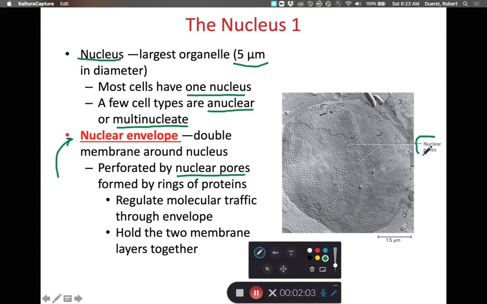Here we can see an electron micrograph from your text, and it's highlighting the individual nuclear pores within the nuclear envelope. These nuclear pores are going to control what gets into and out of the nucleus, and also are going to hold the two membranes of the nuclear envelope together.